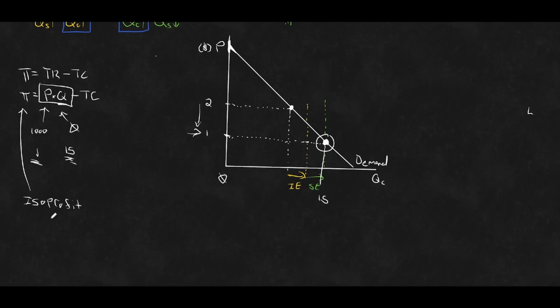And take a look at a variety of ISO profit curves. We've already taken a look at these in one space. Now we're taking a look at them in another space. And we're going to say, hey, what is the highest ISO profit curve that I could obtain given this price and quantity? That is, given this feasibility set, given this demand curve.